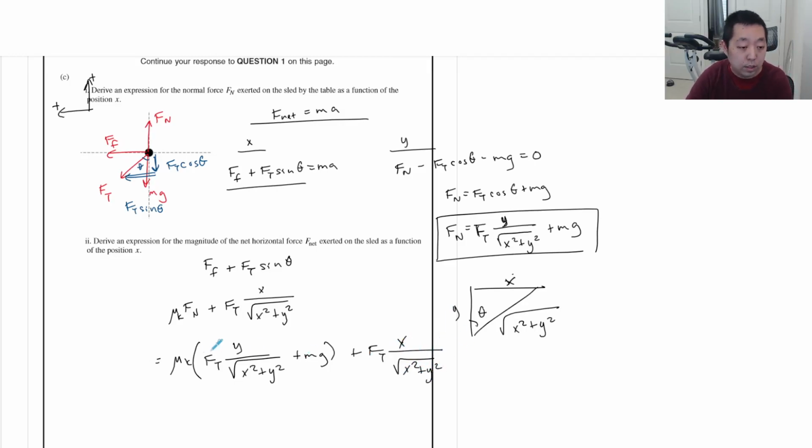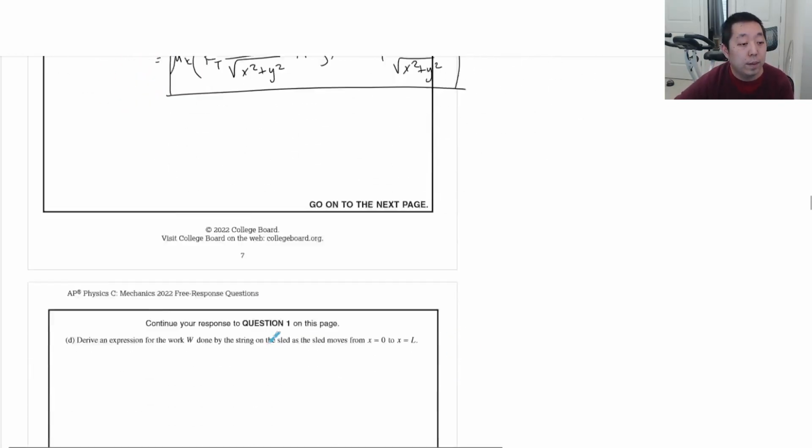Oops, I don't need parentheses there. That is the net force. I would not simplify any more than that. You can if you want, but yeah.